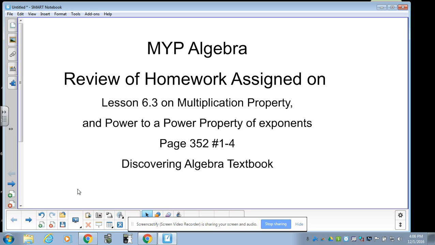This is Mr. Etheridge coming in with a homework tutorial for MYP algebra from the homework that was assigned on section 6.3, which is on the multiplication property of exponents and the power to a power property of exponents. Coming from our wonderful Orange Discovering Algebra textbook, page 352, numbers 1 through 4.